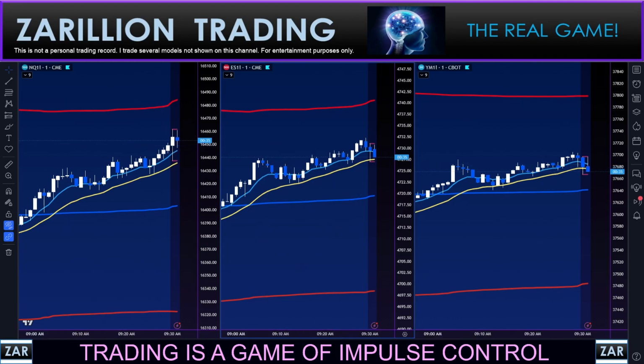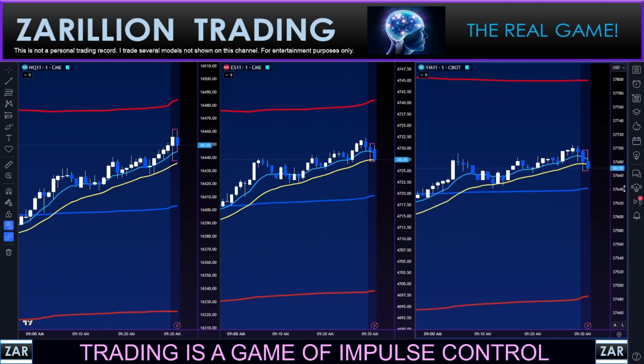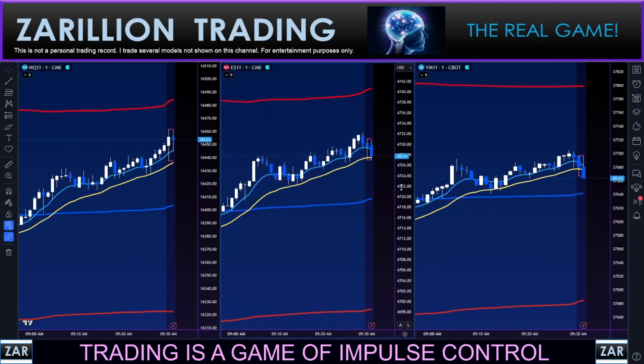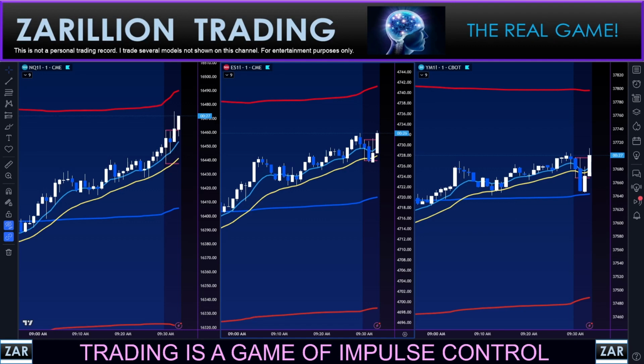There's the 1 minute open range has been set. Looking like we're going to drop below it on the Dow and the S&P, maybe. All right. Flipping up now above the open ranges, guys.